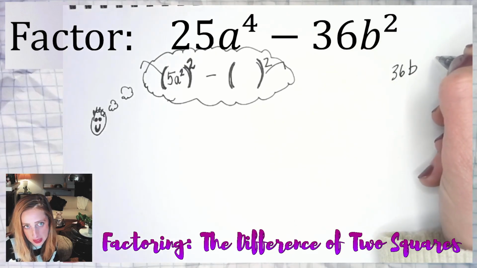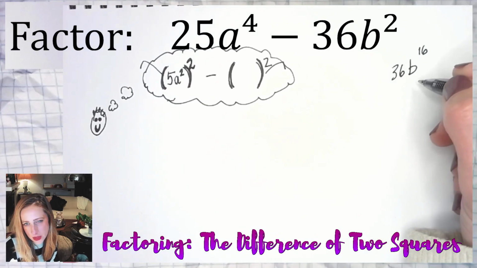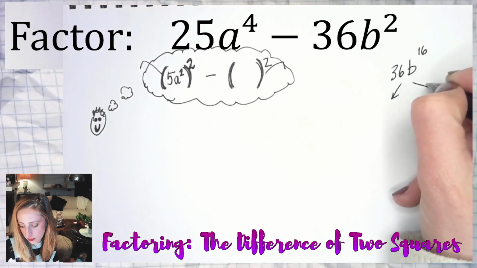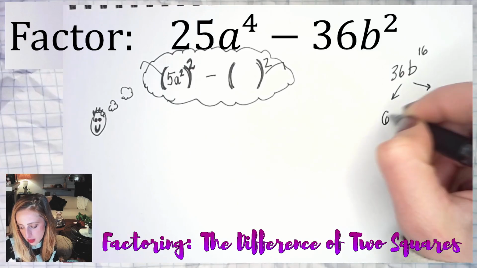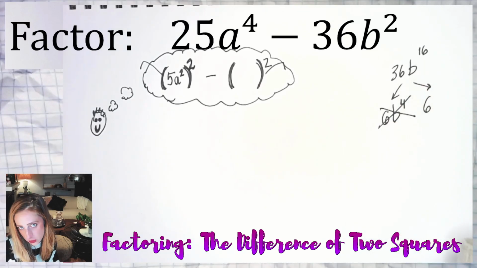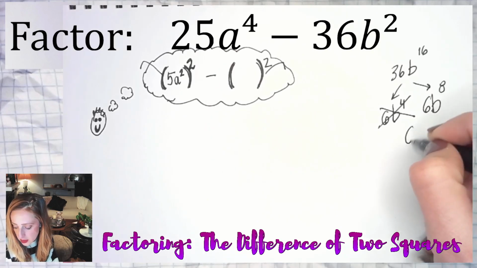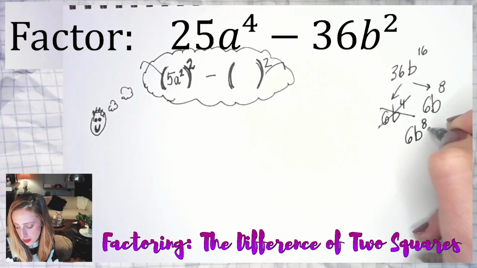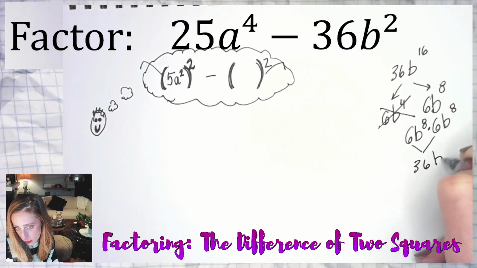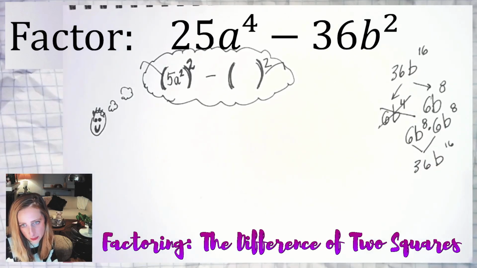36b to the, what if it was the 16th power? What's being squared to make 36b to the 16th power? If you said 6b to the fourth, you're wrong and you're confused. But if you said 6b to the 8th, you're right. Squaring something means you're multiplying it by itself. 6b to the 8th times 6b to the 8th would be 36b, and then you add the powers when you're multiplying like bases, to the 16th.